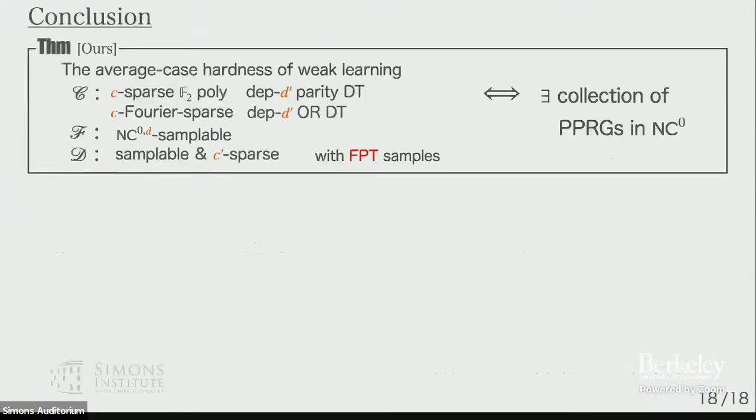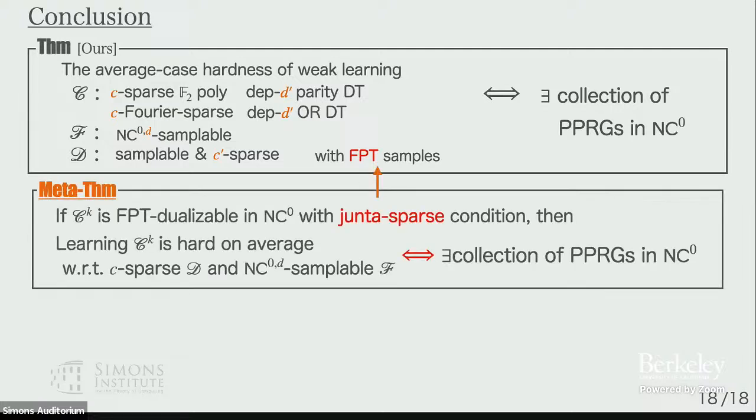Okay. And in conclusion, in this work, we consider dichotomy between learning and pseudorandom generators computable in a very low complexity class, particularly in NC0. And we obtain the first characterization result for such a class. And actually, this theorem follows from the Meta-Theorem, where we consider the notion of dual with Funta sparse condition.